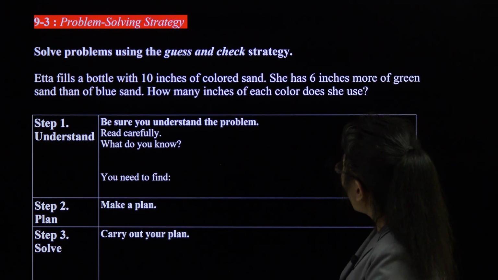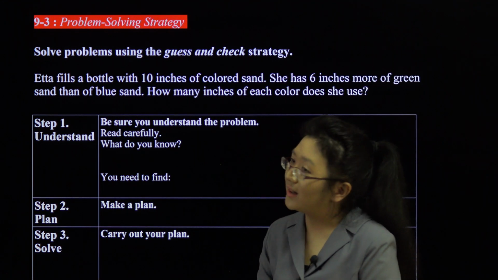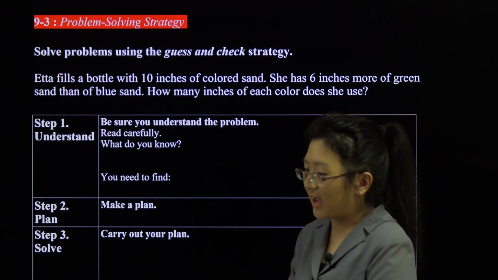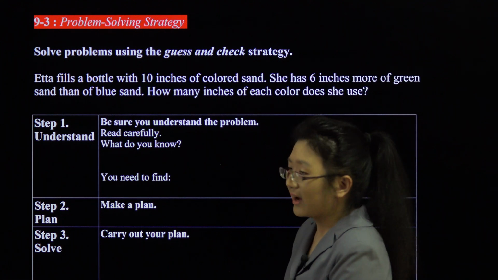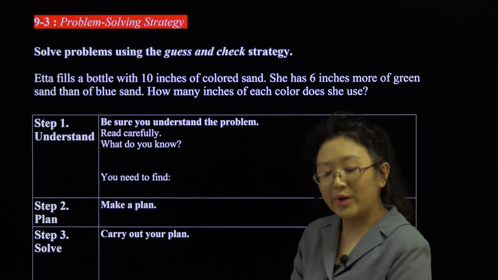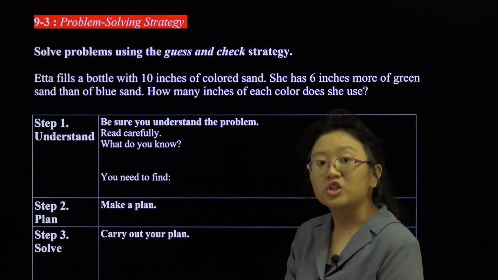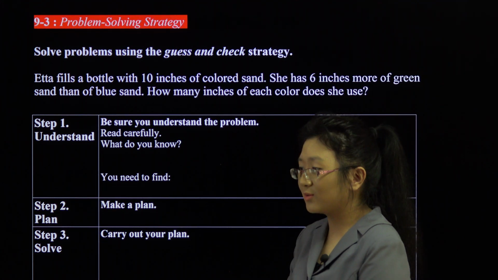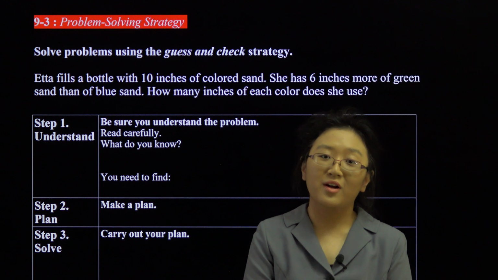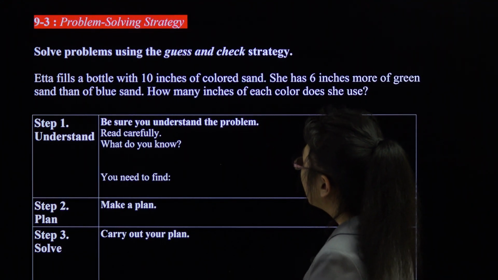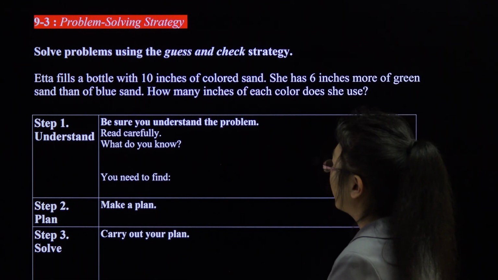Use the guess and check strategy. Okay, remember what I said last chapter. Try not to guess and check unless you have to. And if you're doing guess and check, try to do it within a logical range, because guess what? There's an infinite number of numbers out there. You're not going to do all of them.